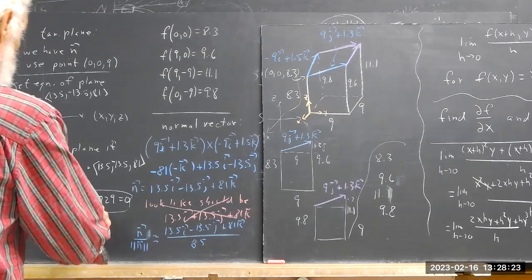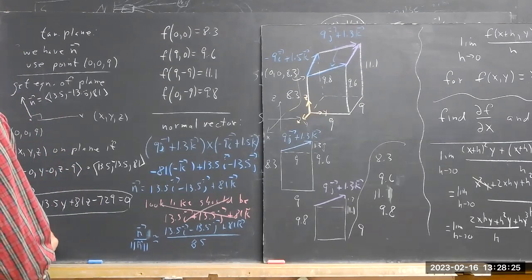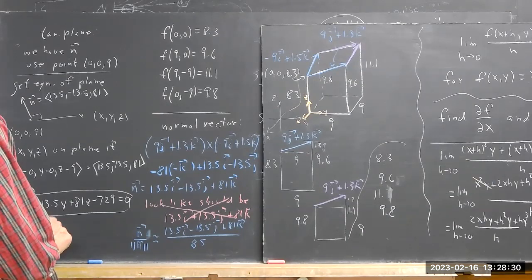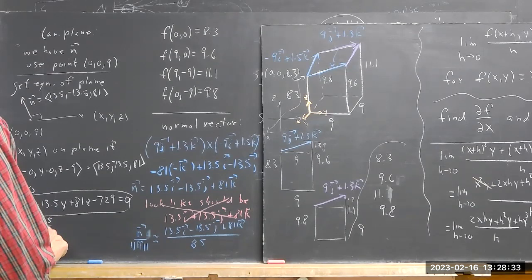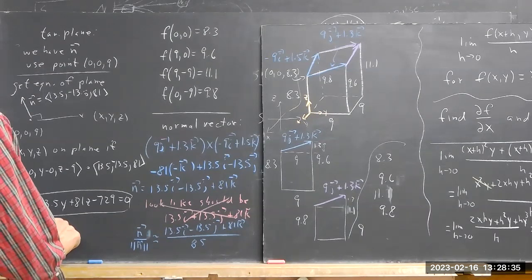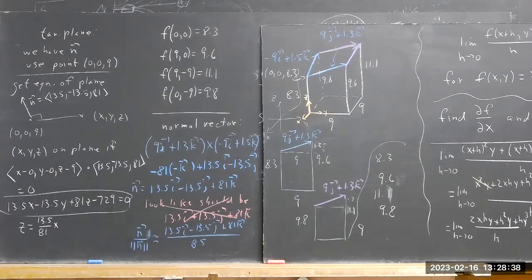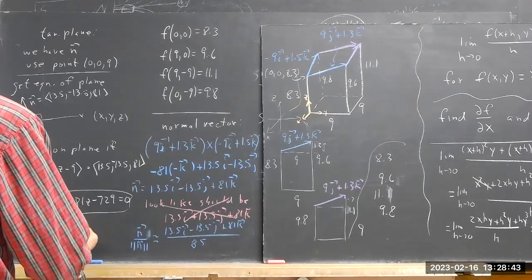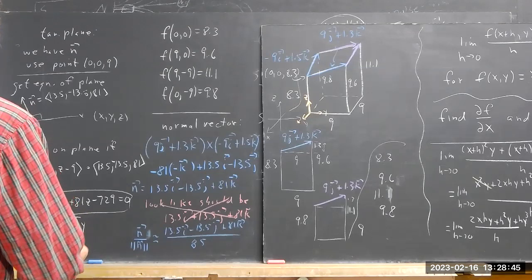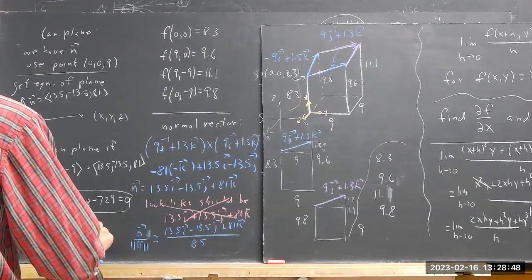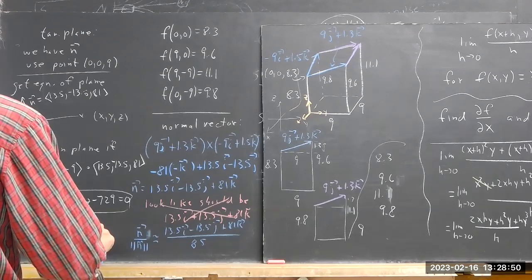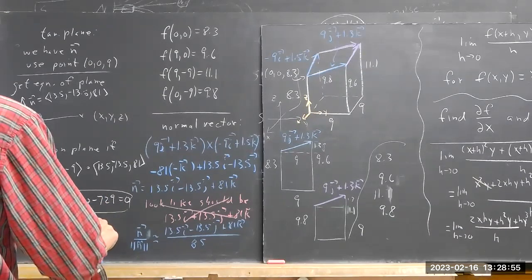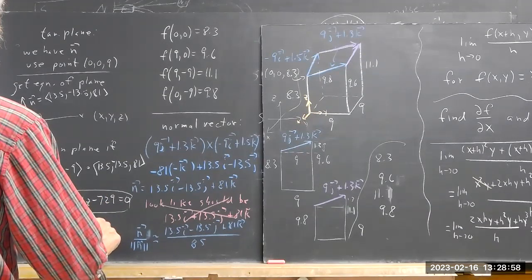And we can solve this for z. It's going to be 13.5 over 81 x minus 13.5 over 81 y. I've got my sign on this wrong: this should be minus, this should be plus, and then it's plus 9.